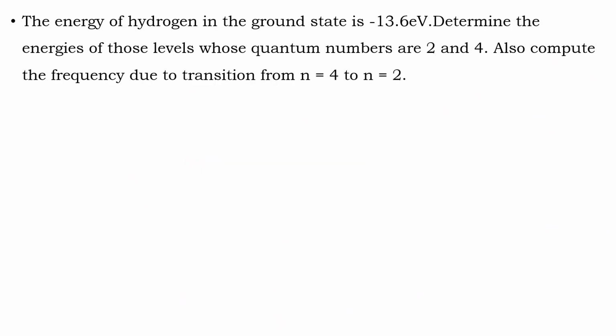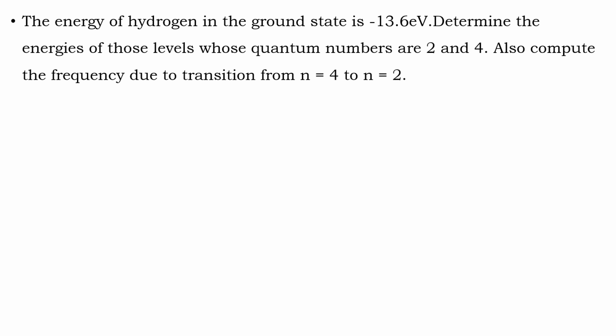And the third problem is, the energy of hydrogen in the ground state is minus 13.6 eV. Determine the energy of those levels whose quantum numbers are 2 and 4. Also compute the frequency due to transition from n is equal to 4 to n is equal to 2.